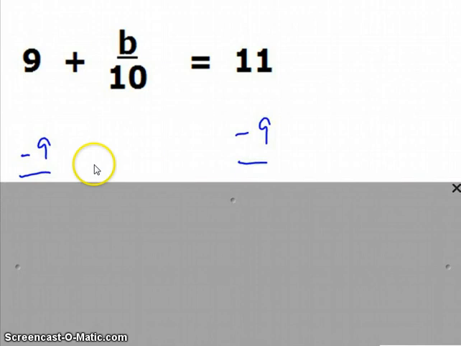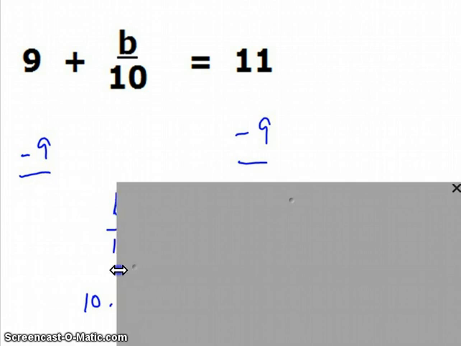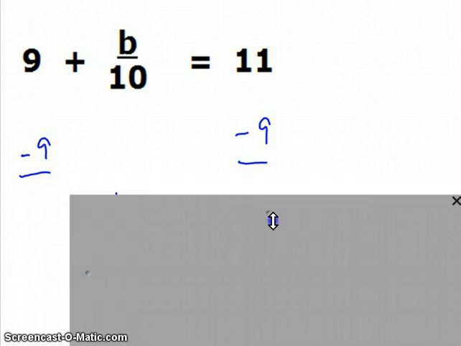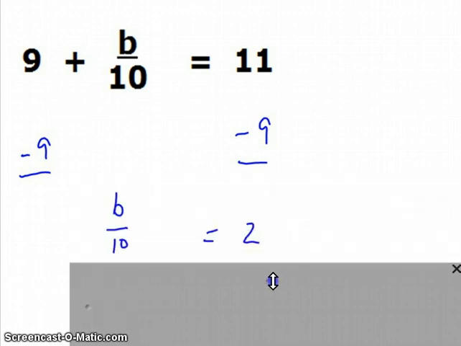First thing I'm going to do, undoing PEMDAS, is get rid of the 9. Why? Because PEMDAS would have told me to divide before I add. Now I'm undoing PEMDAS, so I get rid of the adding before I get rid of the dividing. So I've subtracted off the 9s from both sides. Now on the left I have b over 10. On the right I got 2.